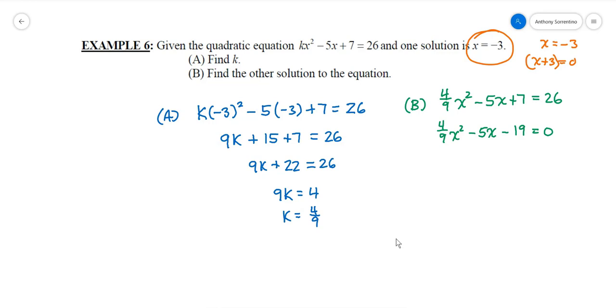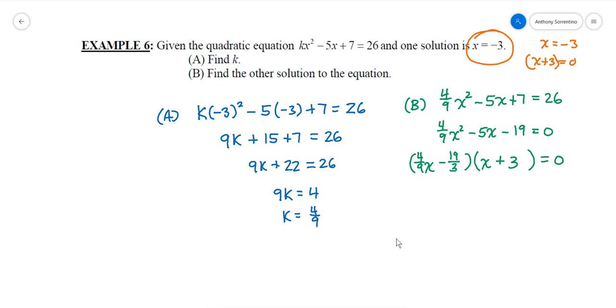But what I'm going to do is say, okay, well, I know I'm going to have a 4/9 x and an x to get that 4/9 x squared. And I know I want to have an x plus 3 here, because I mentioned before, if x equals negative 3 was a solution, that means x plus 3 would be a factor of this equation set equal to 0. The thing I have to think of now is, well, what would I multiply 3 by to get a negative 19? Well, I'd have to have a minus 19 thirds here.